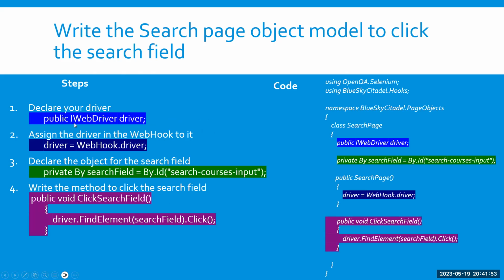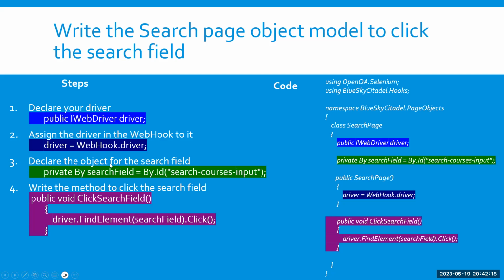One, you need to declare your driver. This is how you declare your driver in your page object. You put public IWebDriver, and you put your semicolon. And step 2 is you assign the driver in the hook to it, which is our driver equals to Hook.driver and semicolon.